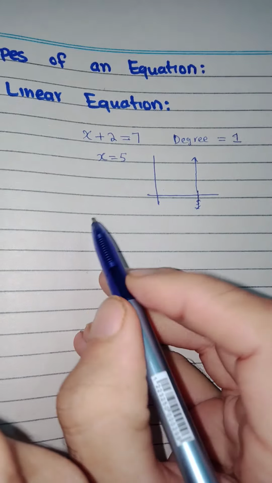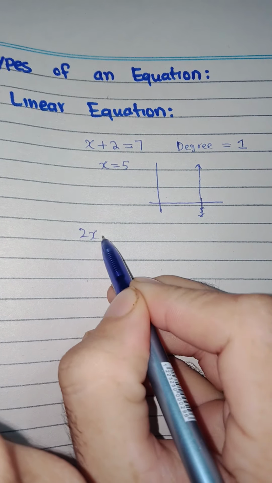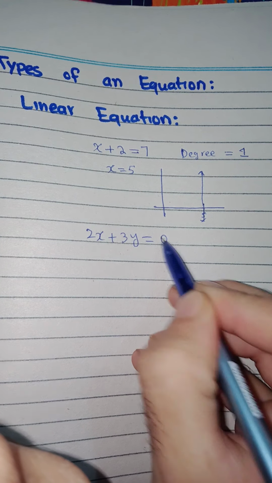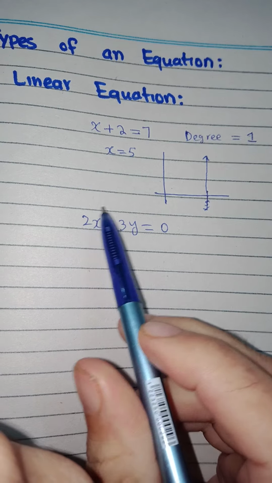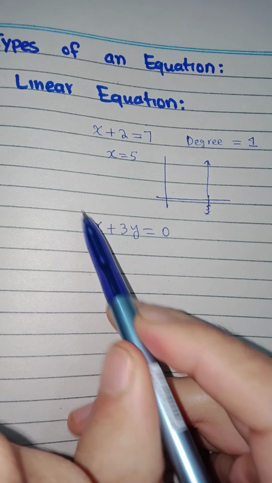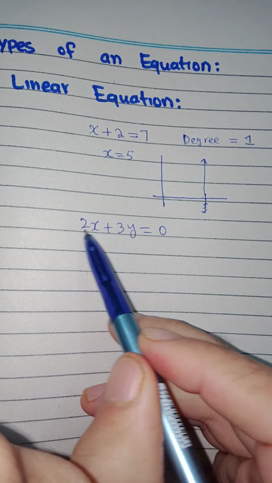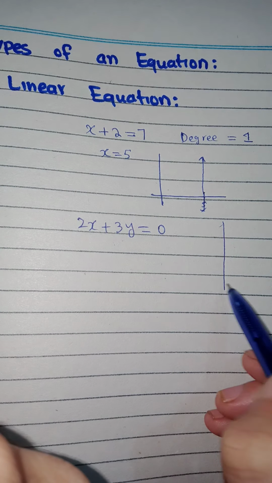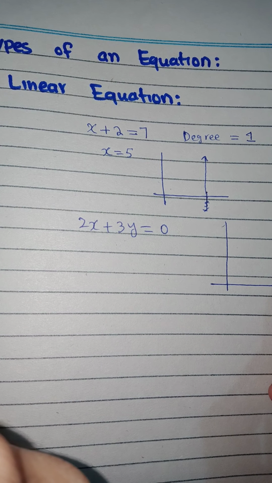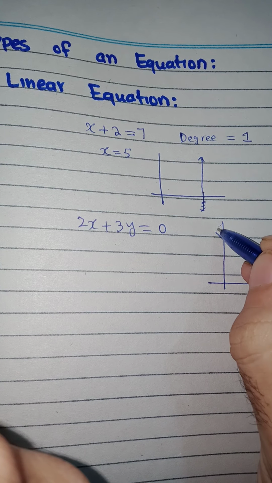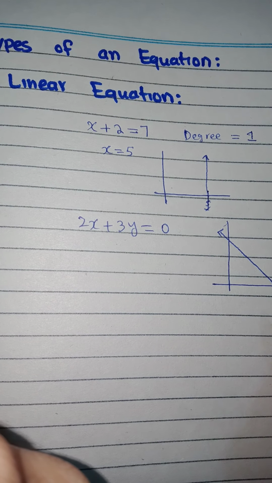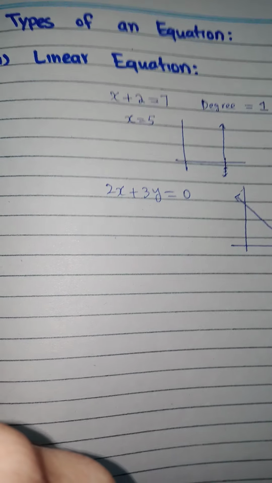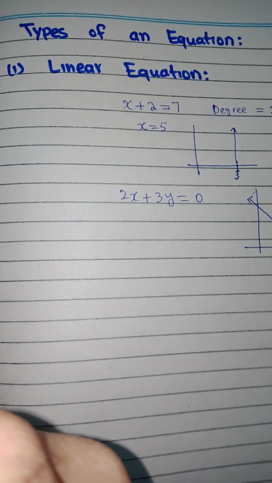We have another equation, 2x plus 3y is equal to 0. This is also a linear equation of degree 1. We can see here that the degree of the equation is 1. If we draw this equation, we get a graph like this, a straight line, but in two coordinates or two variables. All these equations with degree 1 are called linear equations.